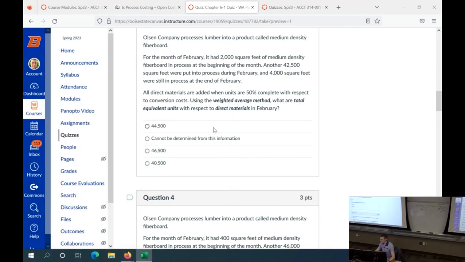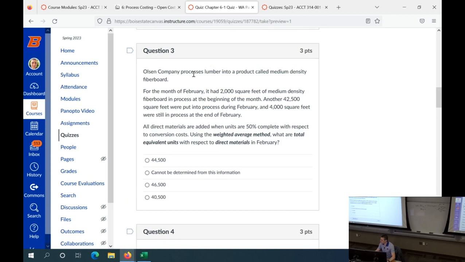If we have Excel, I'll bring it over in a minute. Let's read the question here. Olson Company processes lumber into a product called medium density fiberboard. For the month of February, and I try not to play time games either, the period is always the question in the period.